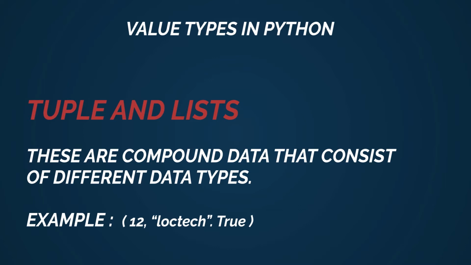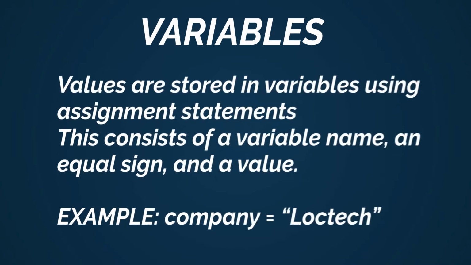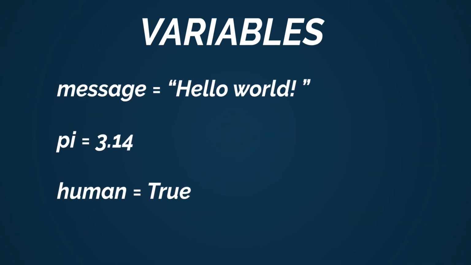Now, we're going to talk about variables, and a variable is simply a box in the computer's memory where we can store a single value. If I want to store a value inside a variable, I'm going to make use of the assignment operator. What we generally refer to as equals to is known as the assignment operator in Python. So right here we are assigning a string hello world to a variable message. The next line, we are assigning a float 3.14 to a variable pi, and the next one we are assigning a boolean to a variable human.